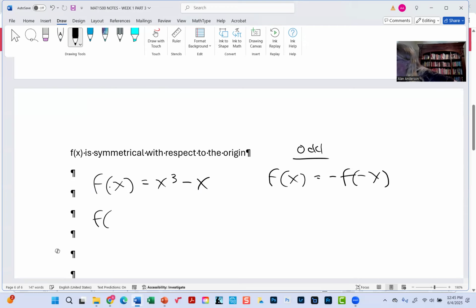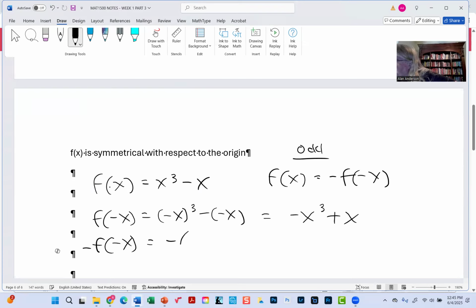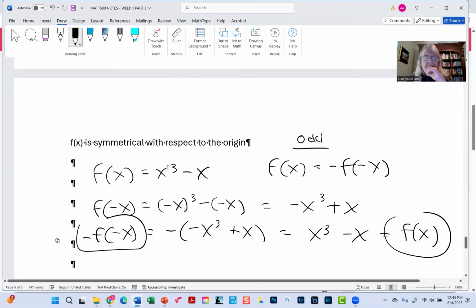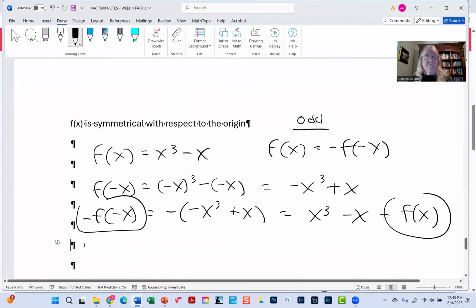We're going to solve for f of negative x by replacing all the x's with negative x. And that means we have negative x cubed plus x. So that means that negative f of negative x equals positive x cubed minus x, and that equals the original function f of x. So this equals this, and we have our proof that this is an odd function.